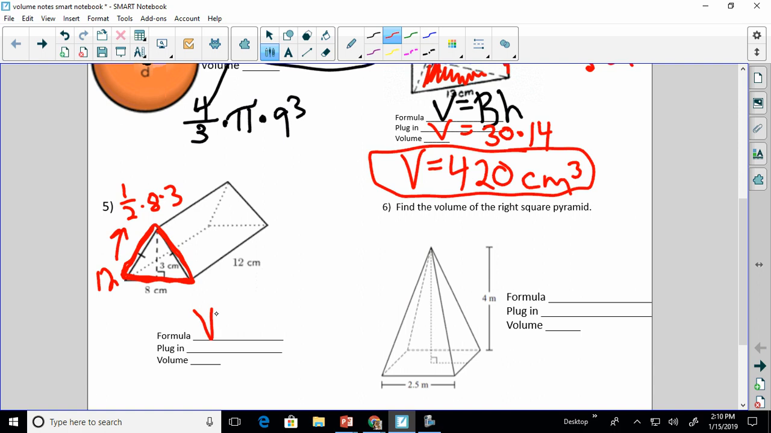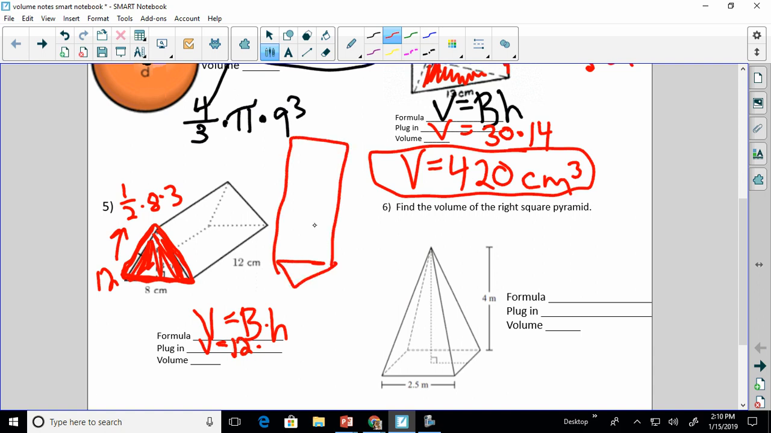Okay, so same formula, big B times H. In this case, big B is 12. Now the height of the whole entire prism, you have to think about if it was sitting on its base. If it was sitting on its base, it would stand up like this. And so that height would actually be 12. So 12 times 12, the volume would be 144 cubic centimeters.